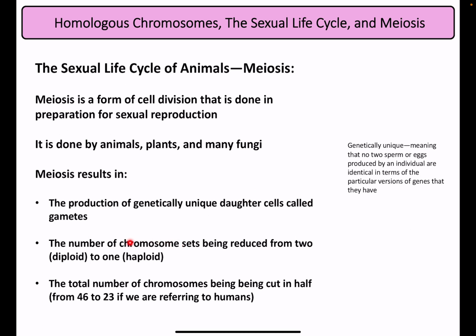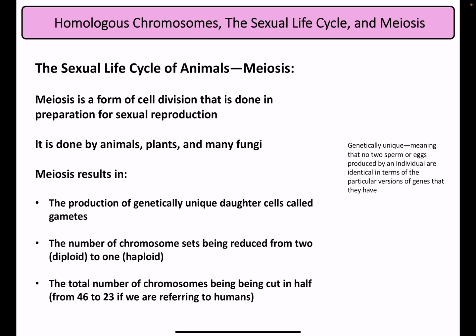First thing we're going to cut in half is the number of chromosome sets. Most of your cells, including the parent cells called germline cells that we start with in meiosis, they have 2 sets of chromosomes. They're considered to be diploid. 1 set from your mom, 1 set from your dad. When we're done with meiosis, we want the resulting daughter cells, the gametes, to only have 1 set of chromosomes, meaning they're haploid. So we're going to go from 2 sets to 1 set.